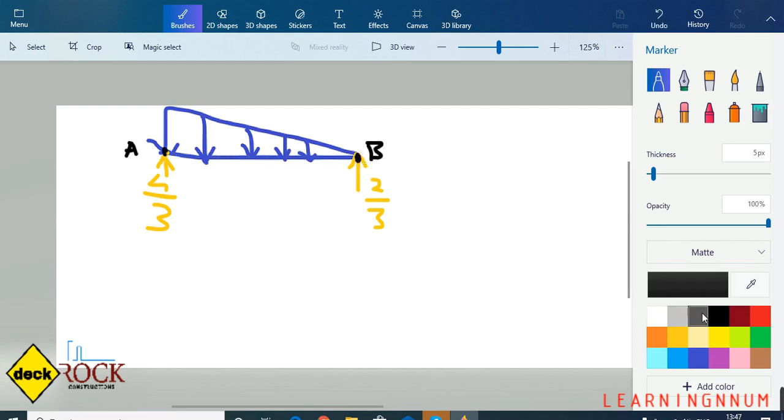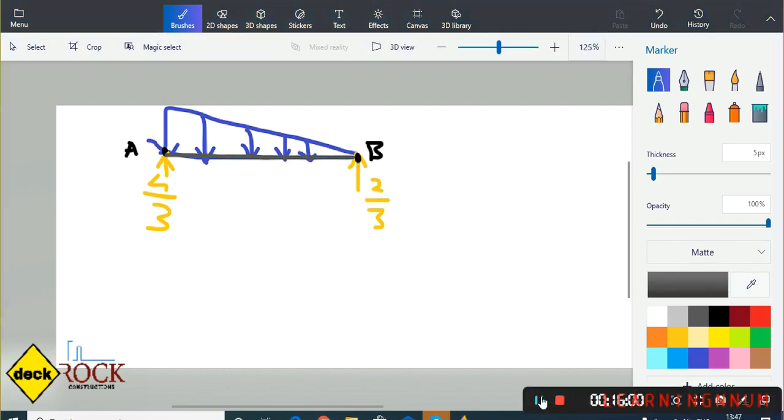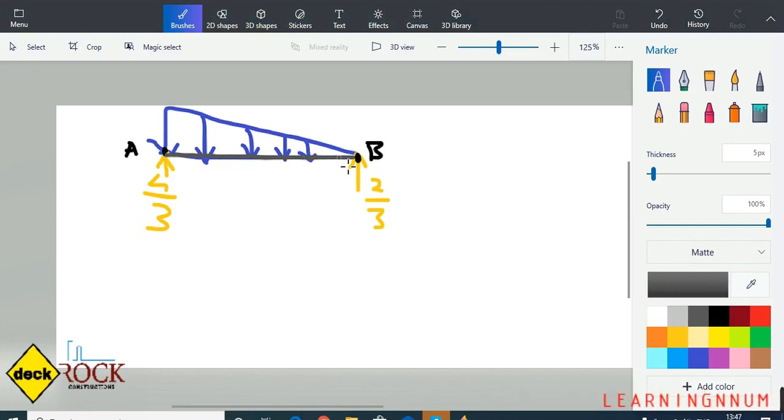And how many regions do you have? Only one, A B. So we have only one region, A B. So now we have to draw a section, right? Remember this.